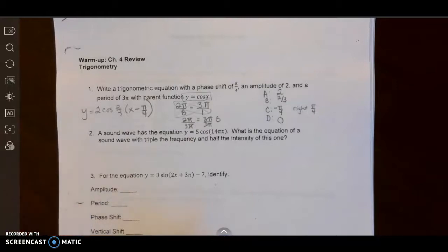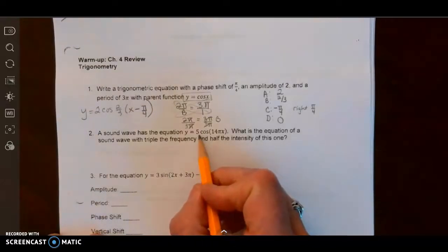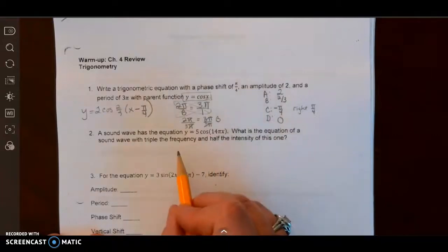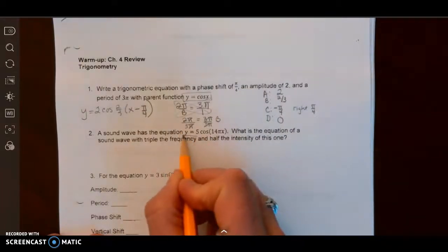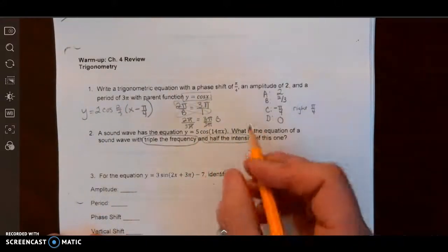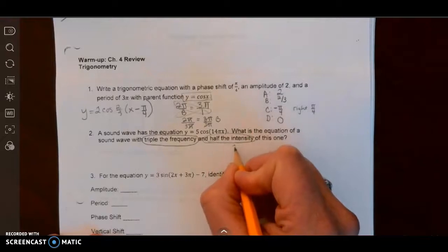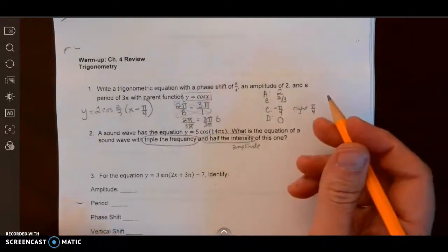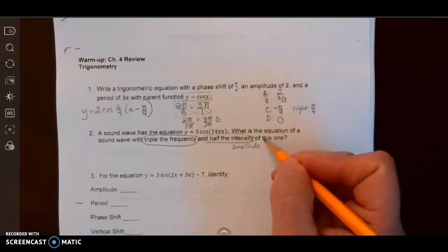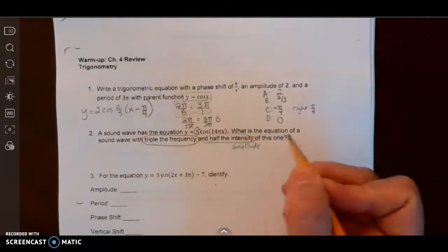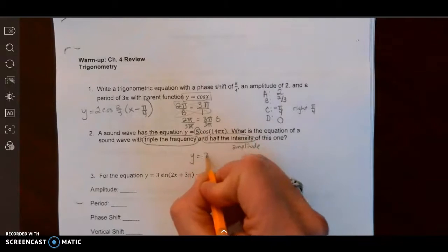Okay, number 2. It says a sound wave has the equation y equals 5 cosine of 14 pi x. What is the equation of a sound wave with triple the frequency and half the intensity? Intensity is comparable to amplitude. If you ever heard somebody say the amps, that's the intensity. And so if it's half the amplitude, that's going to make the 5 become a 2.5.